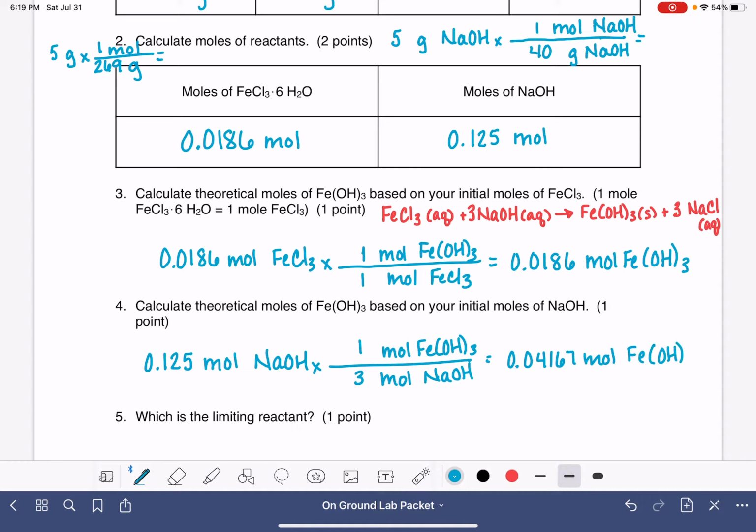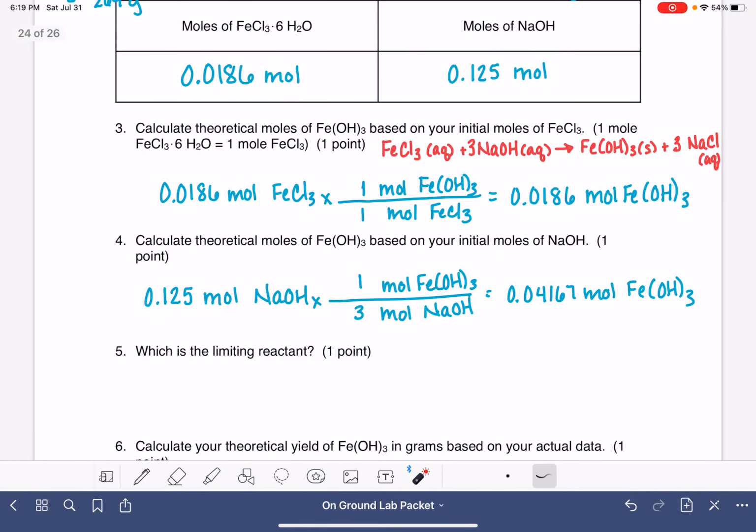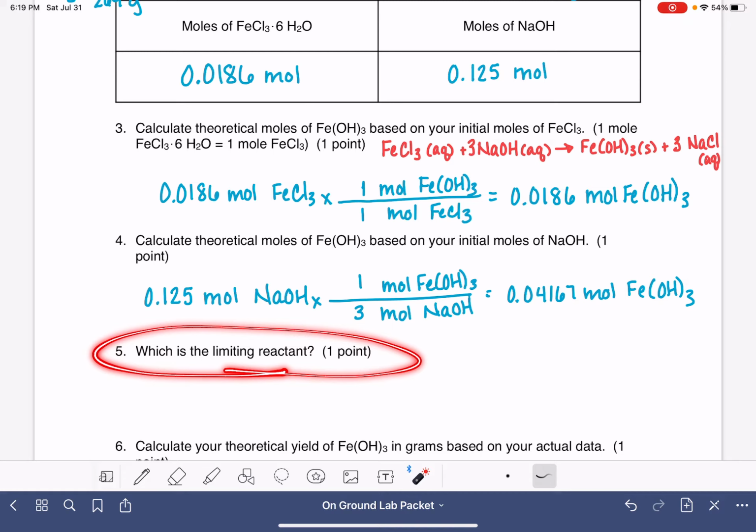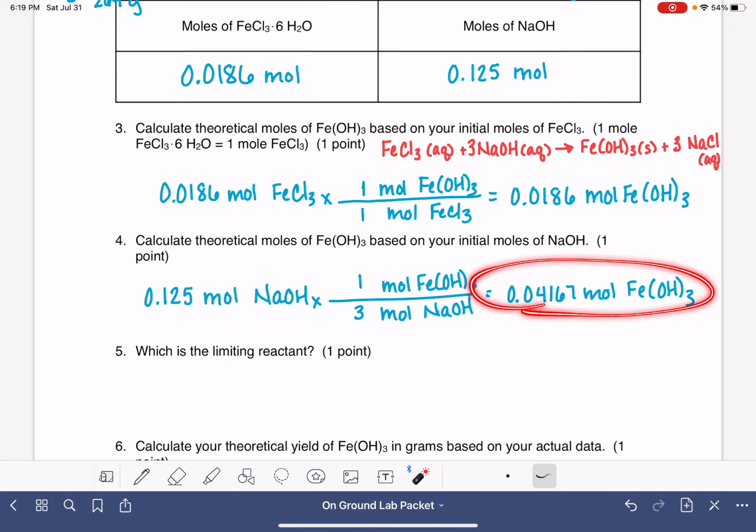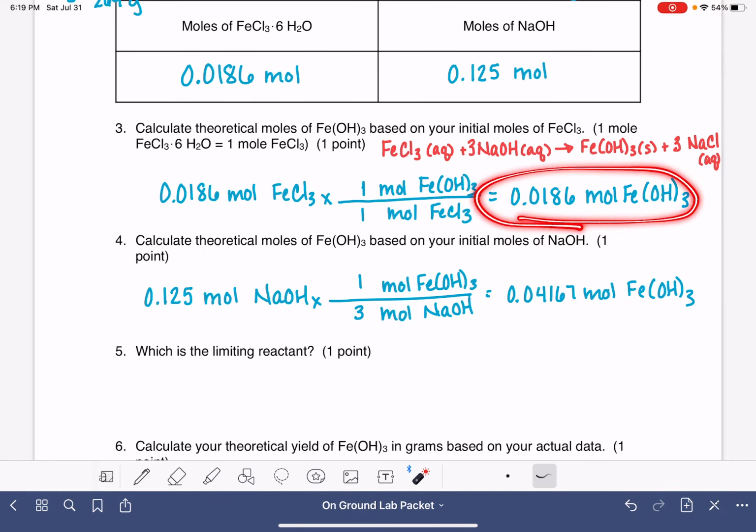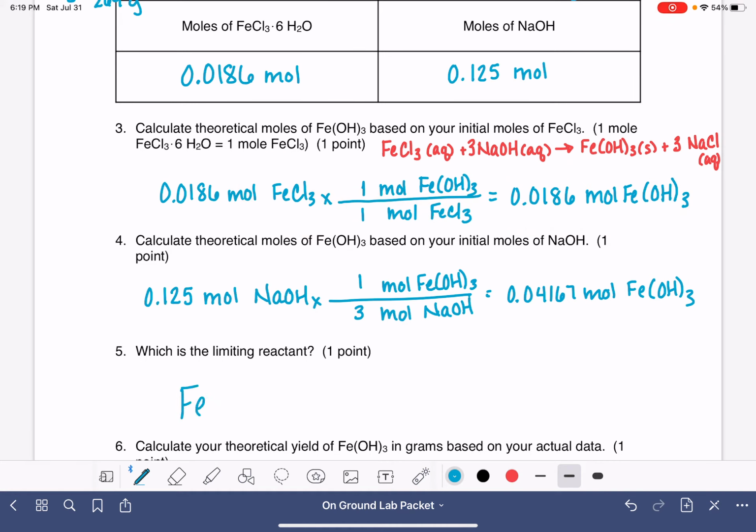So again, what I've done here is calculated the theoretical moles of FeOH3 from each one of these different starting reactants. Now I have to decide for my data which one is the limiting reactant. The limiting reactant is going to be the reactant that produces the smallest amount of FeOH3. So first step, I have to look at these two theoretical numbers. I have to decide which one is the smaller. That reactant is my limiting reactant.